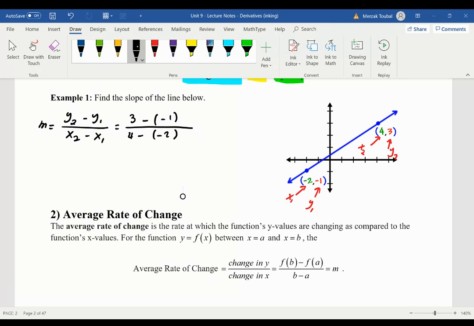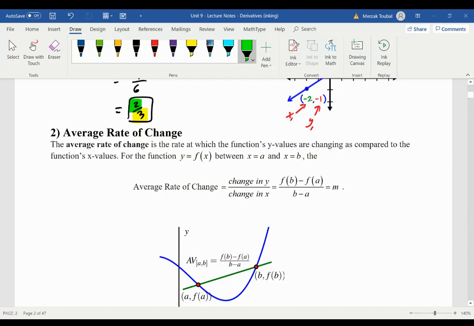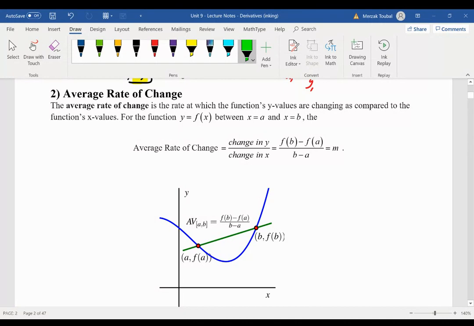And this is 4 over 6, which simplifies to 2 over 3. What this means is that when x changes by 3, y changes by 2. That's what this means. Now let's look at the average rate of change.